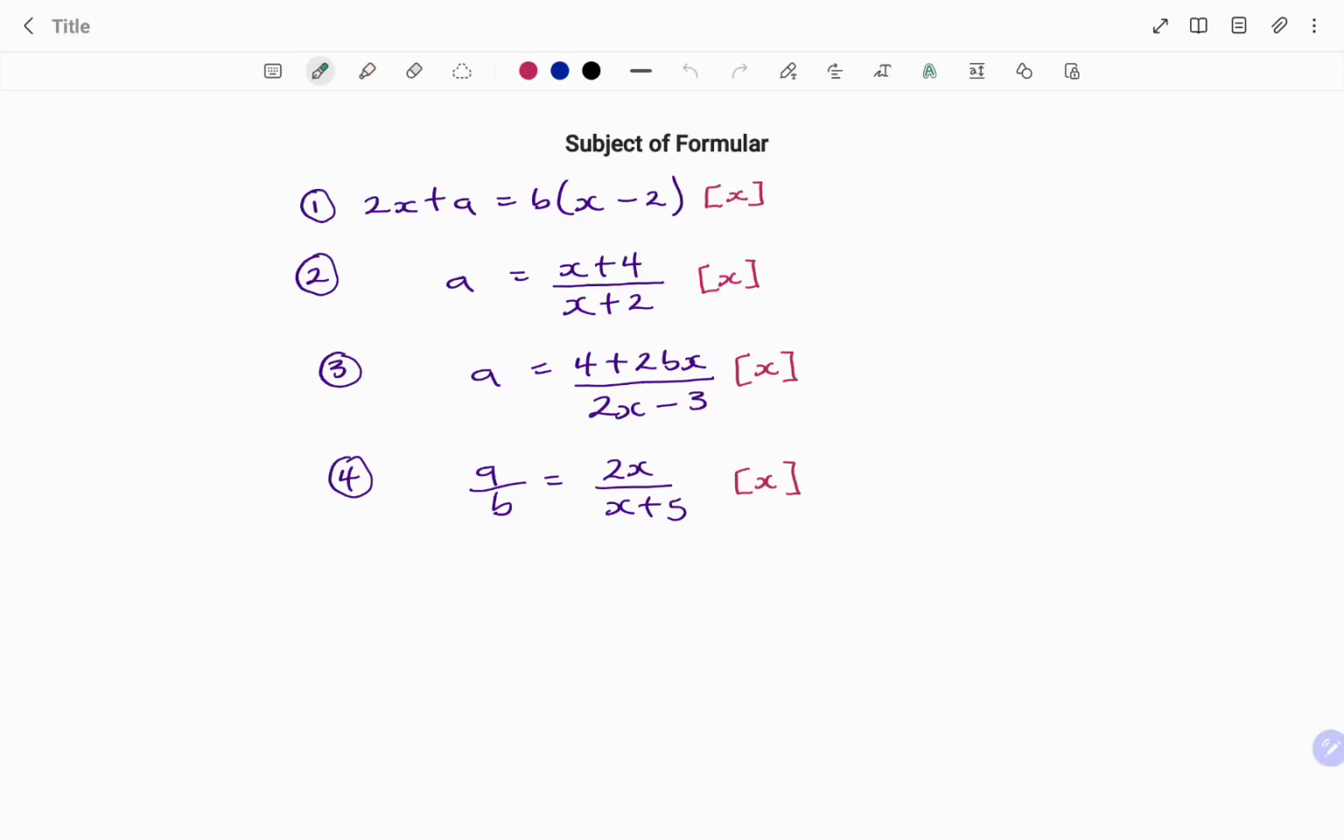In this video, I'm going to show you how to make the variable in the square bracket the subject of formula.